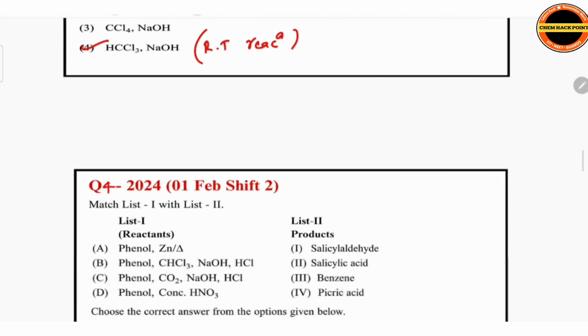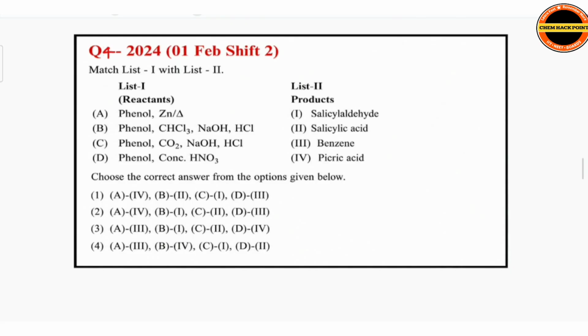Similar format questions. Next, here a direct match the following question is given. See, Reimer-Tiemann is specified again here. See, phenol, CHCl3, NaOH, HCl. Here we know salicylaldehyde is formed. It is for 1. Whenever phenol reacts with concentrated HNO3, it forms picric acid.